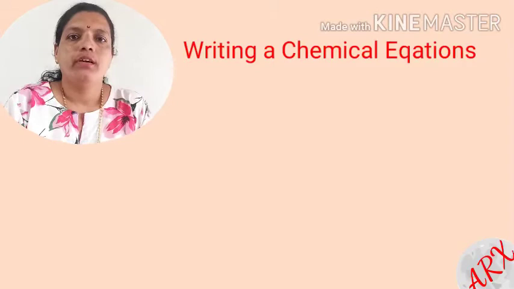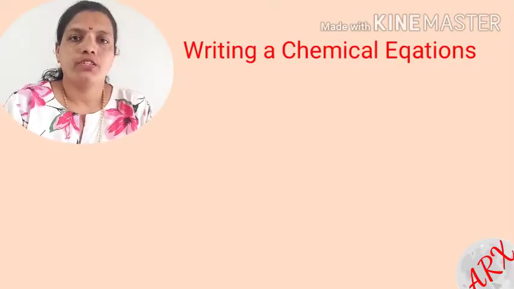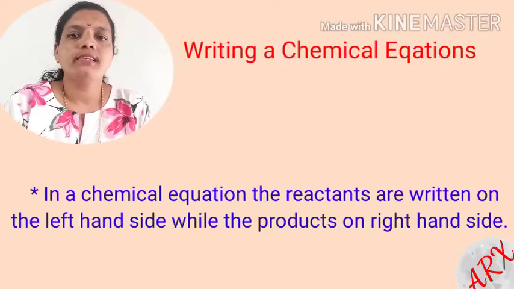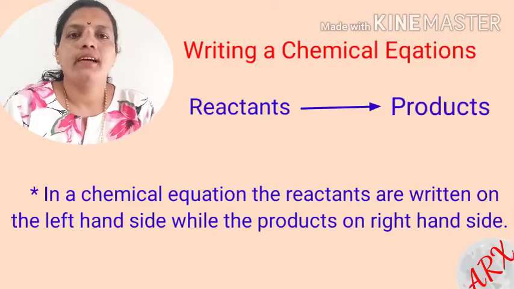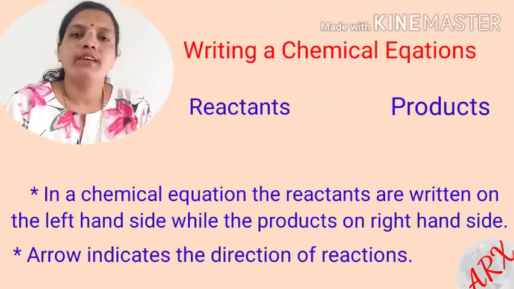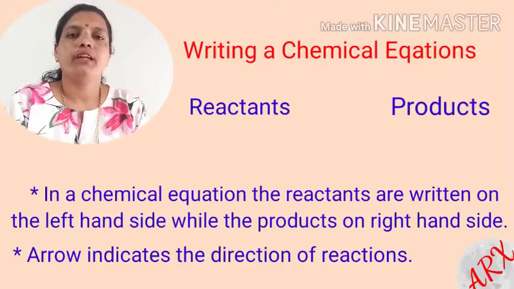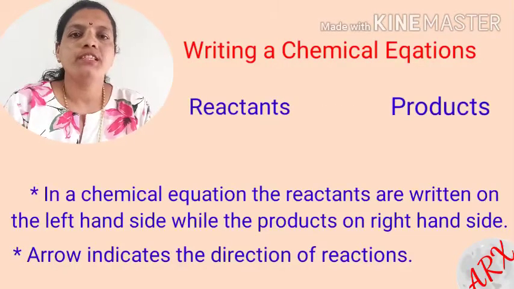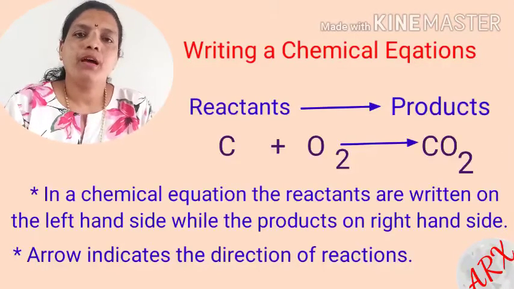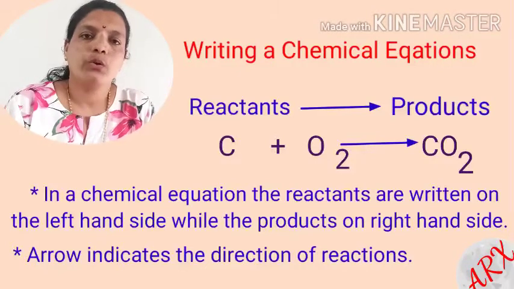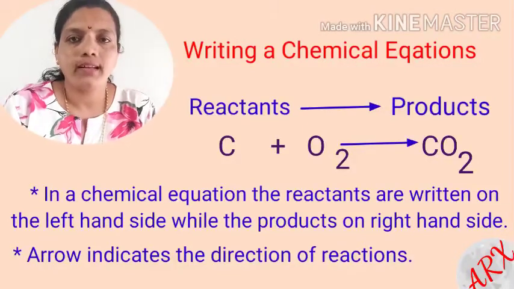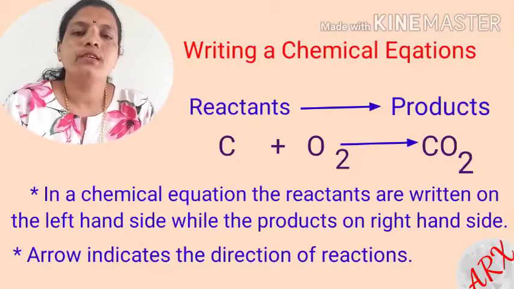Now we will move on to write the chemical equations. So point number 1. In a chemical reaction, reactants are always on the left hand side and products are always on the right hand side. An arrow always represents the direction of the reaction. An arrow will always be in between reactant and product. For example, C plus O2 gives CO2. An arrow we have to write. In this, C and O2 are reactants, whereas CO2 is the product.